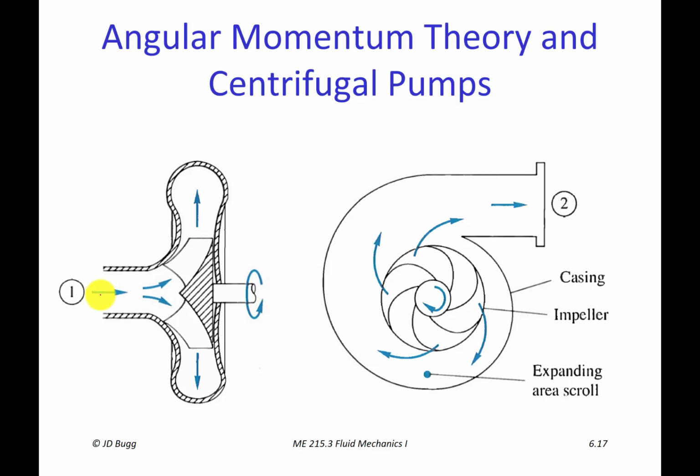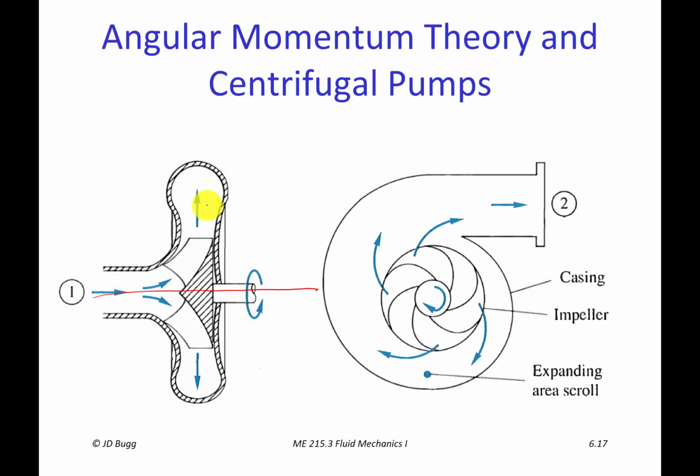This is the suction side, so the fluid is coming in here along the axis of rotation. This is the impeller, which is rotating around that axis. The fluid quickly turns and travels in the radial direction as it interacts with the impeller blades, and then it leaves the impeller out here and is collected in this scroll area, and then that's connected to the discharge.